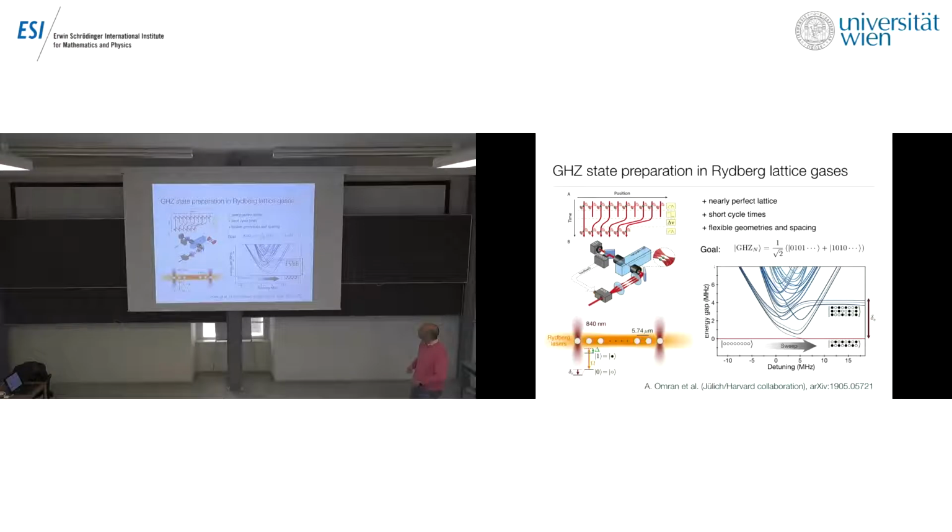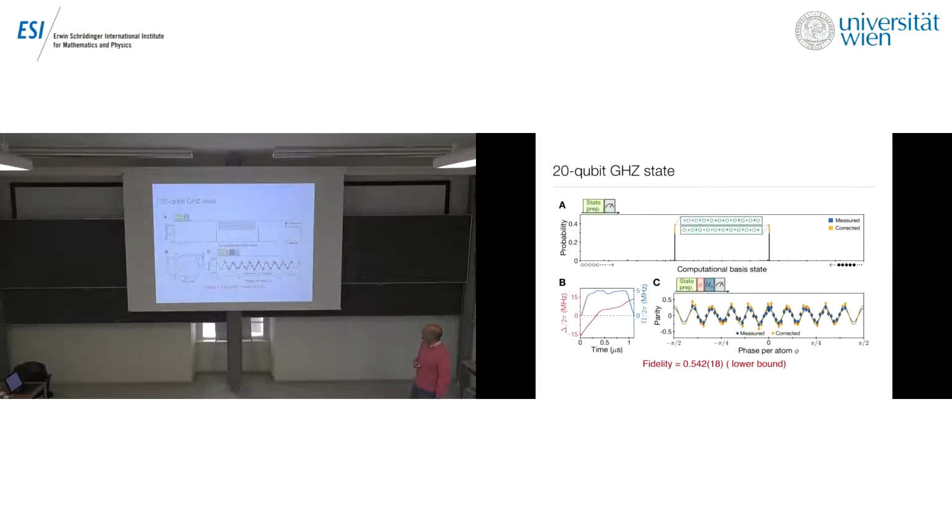So we did the calculation and the closed loop optimization. Here is the result, okay? So this is a 20-qubit GHZ state, which is the largest GHZ state that has been created. There are also experiments from IBM and from a Chinese group with superconducting qubits, which arrive at 18 qubits.